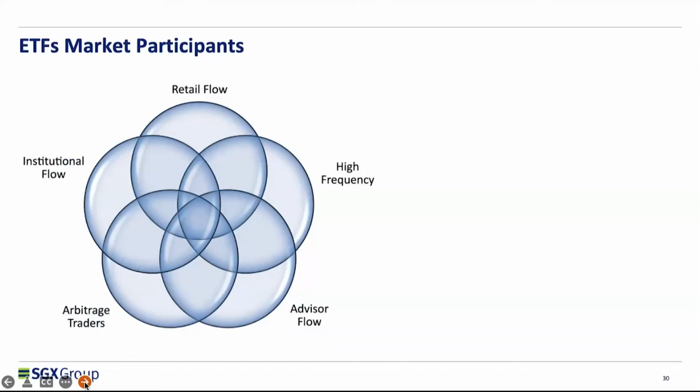Now, we have the high frequency trader. We also have the advisor flow. Advisor flow are portfolios that are bought or assembled through an advisor. And of course, the arbitrage trader, which we looked at in the early part of the lesson. And then, of course, institutional flow. These are the major market participants in the ETF ecosystem.